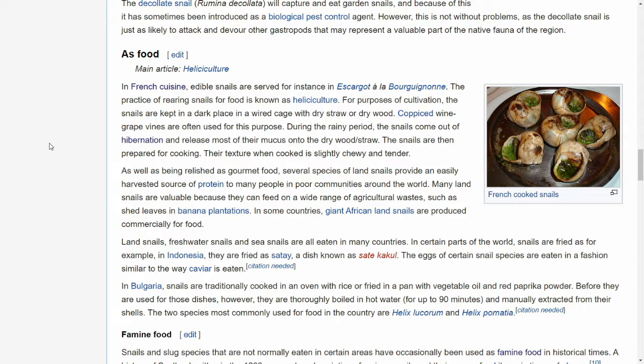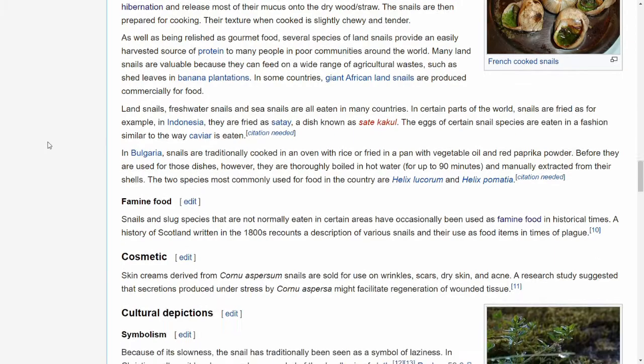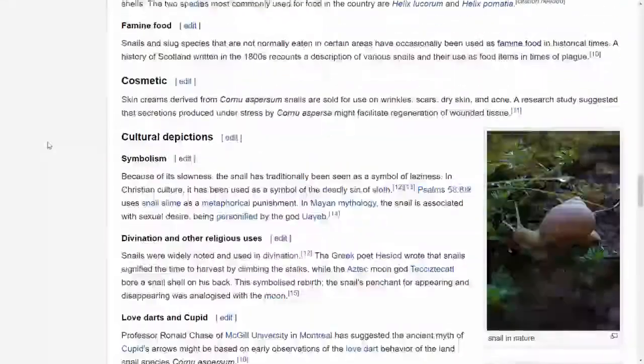The eggs of certain snail species are eaten in a fashion similar to the way caviar is eaten. In Bulgaria, snails are traditionally cooked in an oven with rice or fried in a pan with vegetable oil and red paprika powder. Before they are used for those dishes, however, they are thoroughly boiled in hot water for up to 90 minutes and manually extracted from their shells. The two species most commonly used for food in either country are Helix lucorum and Helix pomatia. So there you go, that's a trivia question. What kind of snails are eaten?